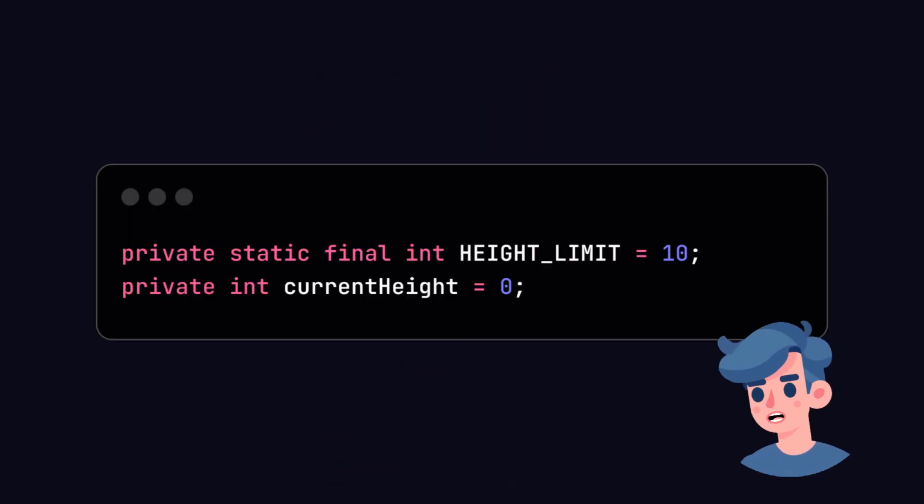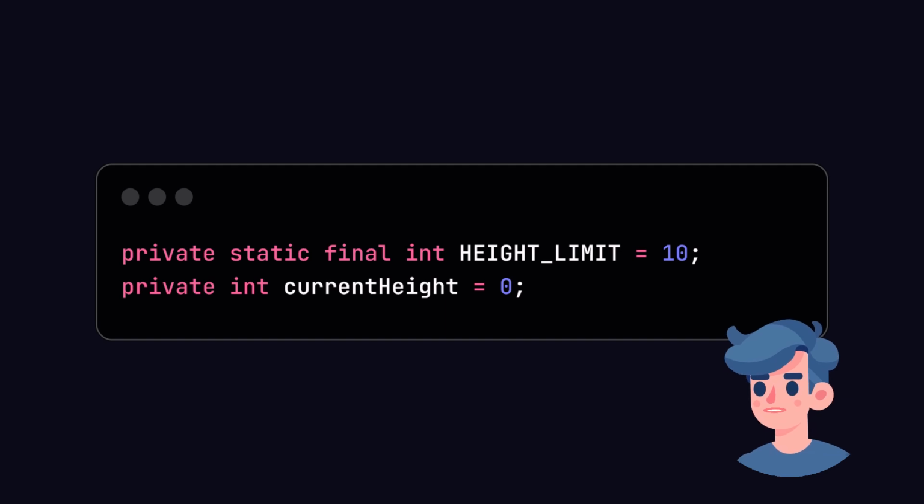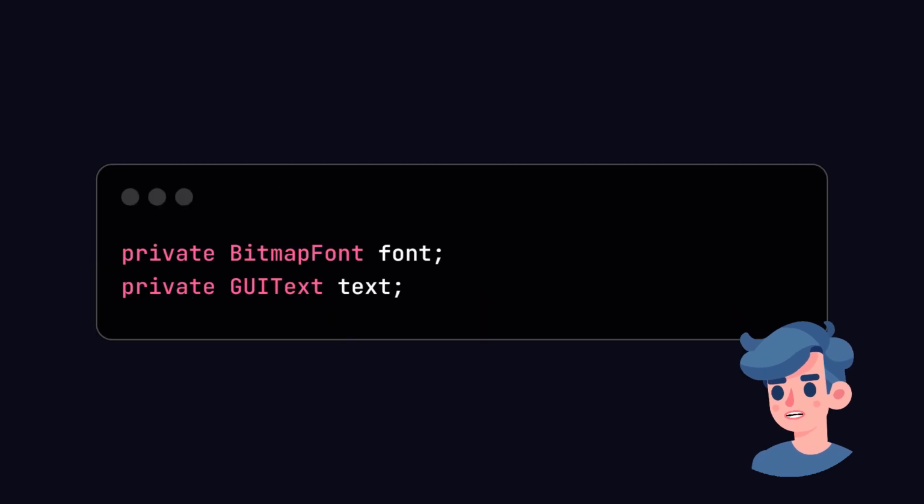Next, let's add a feature to create a game end condition. For instance, if the player's tower exceeds a certain height, we can trigger a win or lose state. First, we'll define the height limit. Now, in our placeBlock method, we will check the height every time a new block is added. Allowing for gameplay feedback will make the game more interactive.